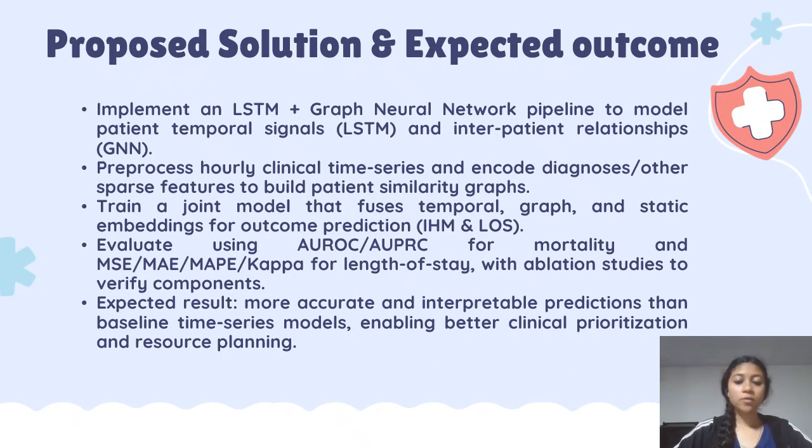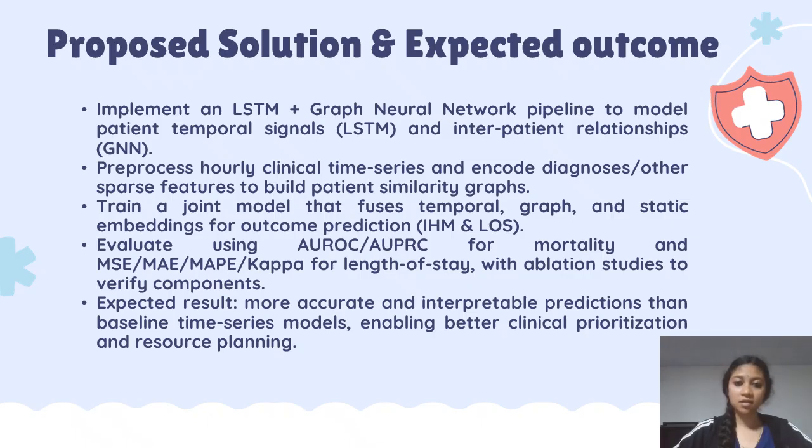In this work, we propose a pipeline that combines LSTM and graph neural networks. The LSTM captures the temporal patterns in early clinical time series, while the GNN models interpatient relationships through patient similarity graphs. We also include static and sparse features like diagnosis to enrich the representation. The joint model is trained for predicting in-hospital mortality and length of stay, and its performance is evaluated using metrics like AUROC, AUPRC, MSE, etc., along with ablation studies to check component contributions. The expected outcome is more accurate and interpretable predictions than traditional models, which can help doctors prioritize care and optimize hospital resource planning.